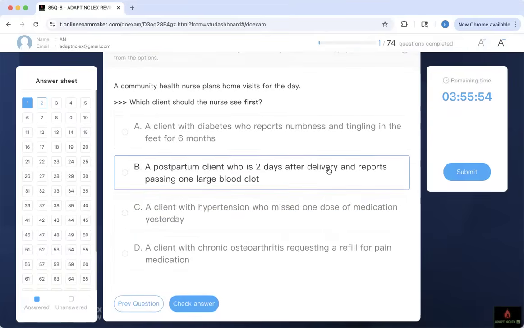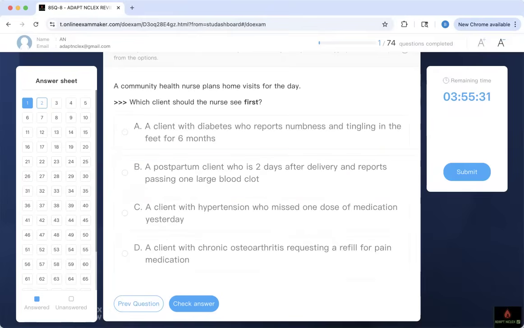Who are you going to see? These are our 4 patients. You are a community nurse. Once again, stop the video, select your answer. When you lock in, then you play the video. I give you 5 seconds. You pick one? Yes, you did. Which client should the nurse see first? The right answer. What do you think?